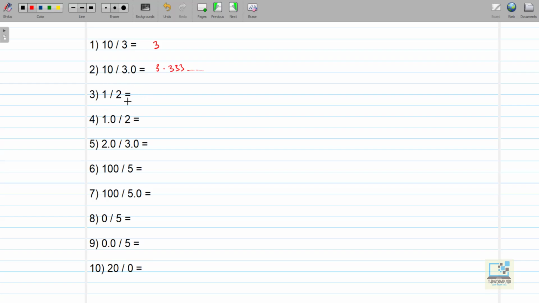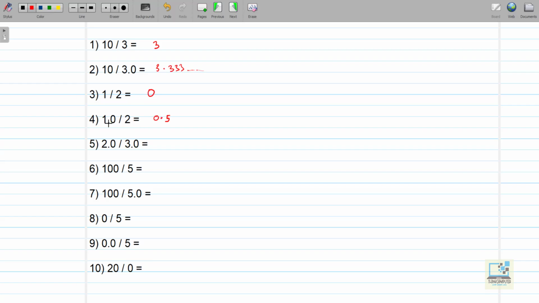Similarly, 1 by 2 in mathematics will give you 0.5, but in Java programming 1 by 2 will give you 0. Actually the result is supposed to be 0.5, right? But after the point, the fractional part, that is the 0.5, will not be there in the output. Same reason, because both sides the operands are integer. 1 is an integer, 2 is also an integer. So the result will be a whole number. But in the fourth example, 1.0 by 2, the result will be 0.5.